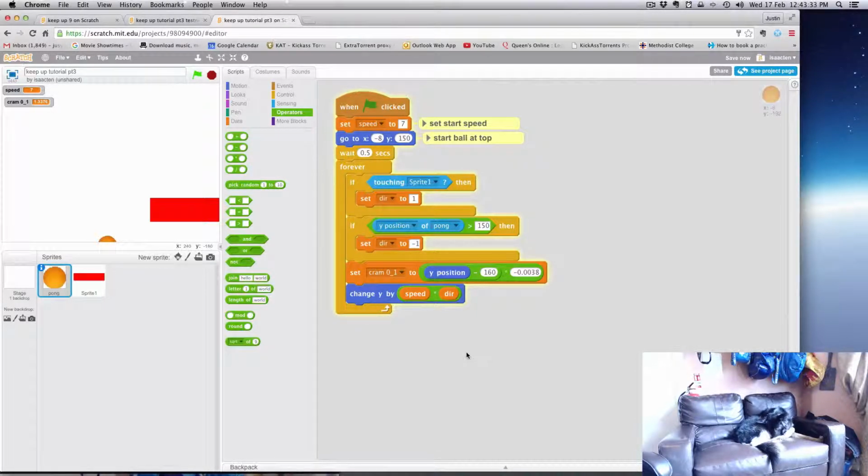Okay? So I think all we need to do now is just multiply our speed by that cram 01, or that normalized number. So you do it. Do it. Make it happen. Make it so.